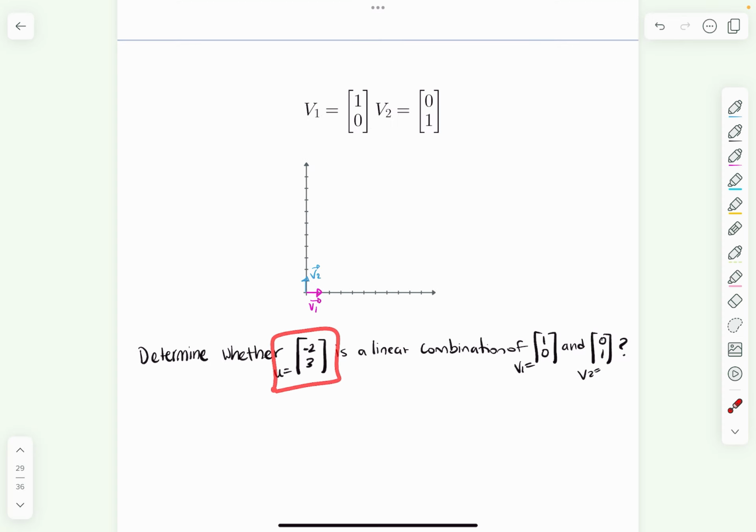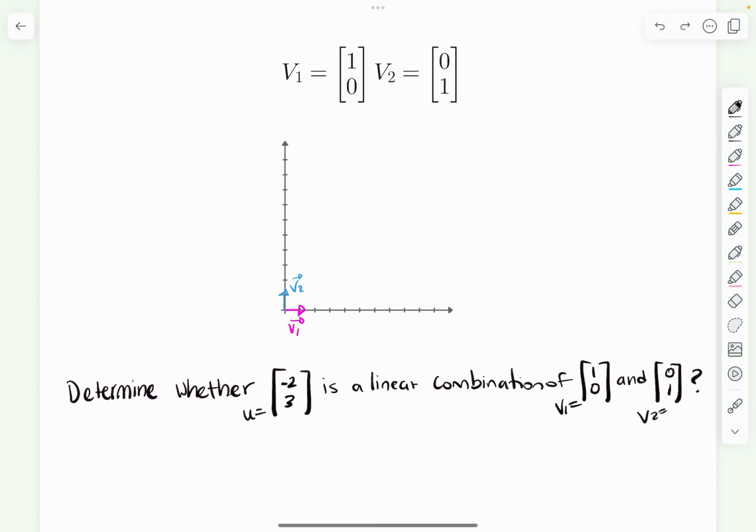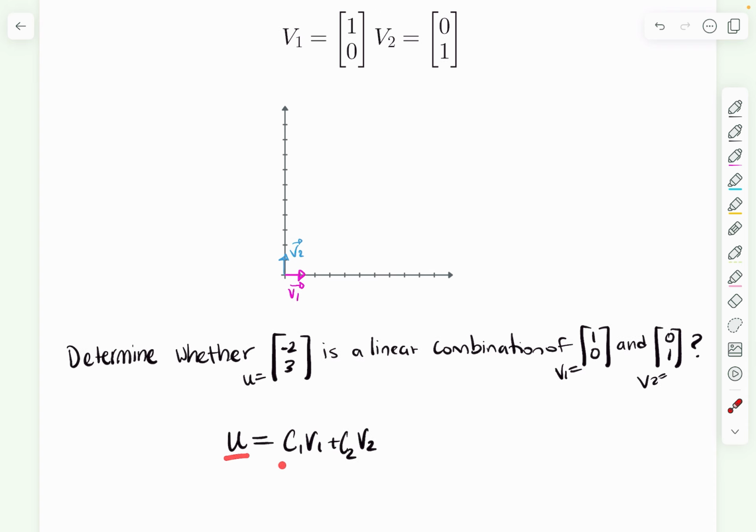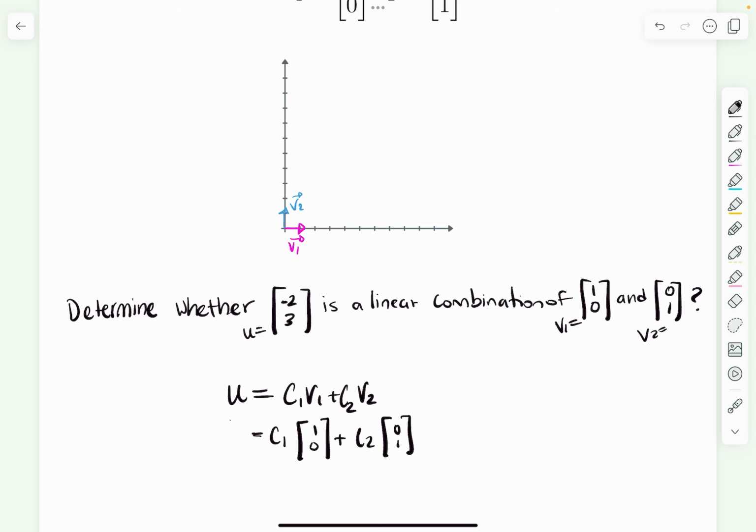When we're asking if this vector u is a combination of these two vectors, we can translate this into an equation. So it's asking, is u a combination of vector 1 and vector 2 with scalars c1 and c2? In other words, is u a combination of these vectors and their scalars? That is the question that we're asking. We already know what the vectors are. They're these. And we also know what u is. U is this. So the only thing that's missing is really the scalars.